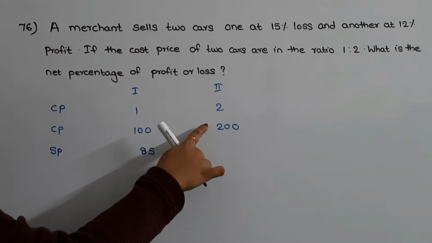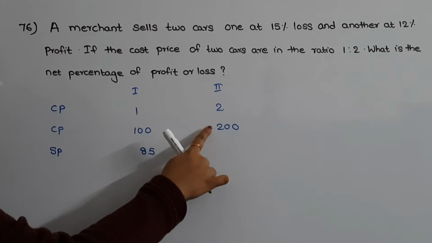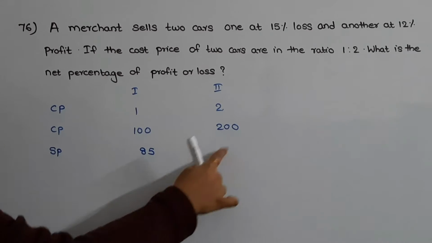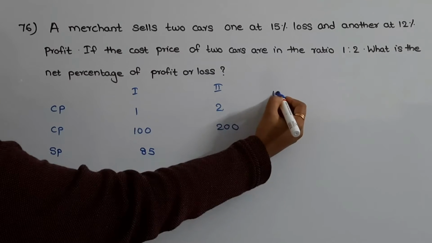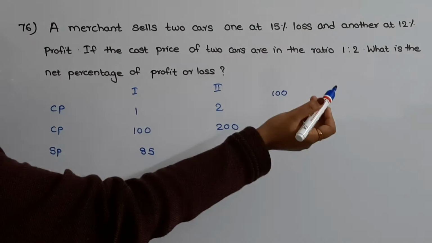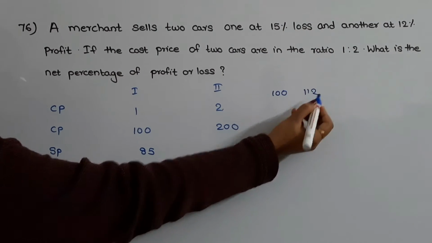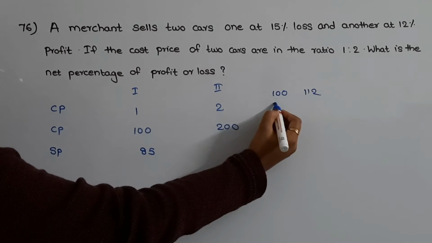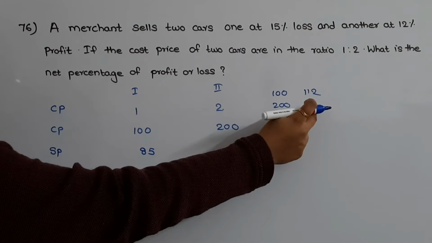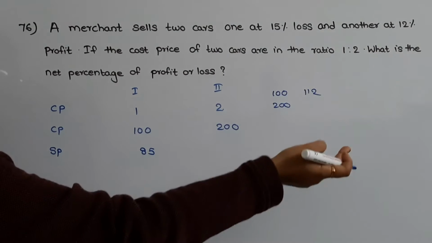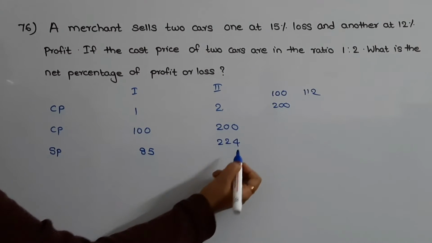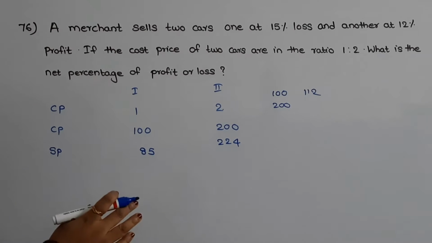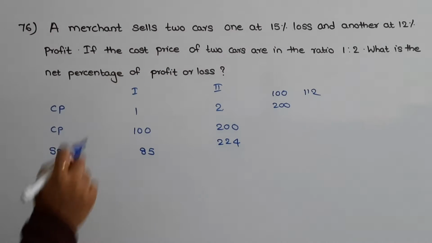Okay, so when the cost price is 200, what will be the selling price when the profit percentage is 12? If the cost price was 100 and the profit percentage is 12, then the selling price will be 112. Now here the cost price is 200, so what will be the selling price? 112 into 2, that is 224.